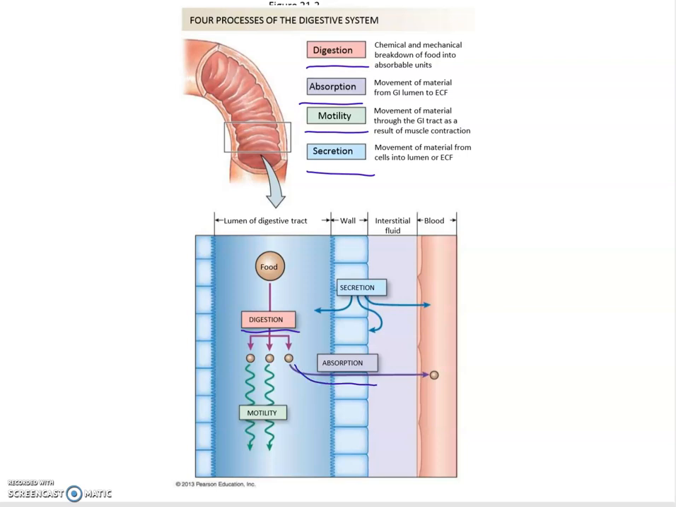Motility means that you're moving the food items forward throughout the GI tract, and secretion can go in various ways. You can secrete into the cardiovascular system, you can secrete back into your endothelium here, or the epithelium, and you can secrete back into the GI tract.